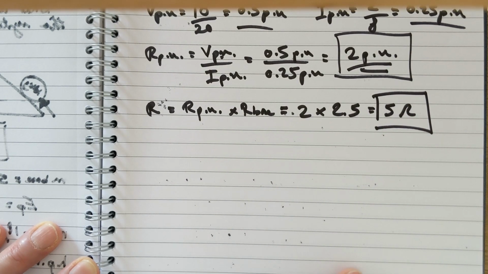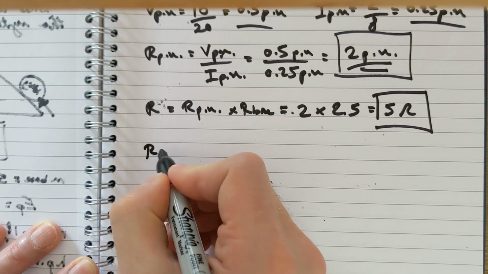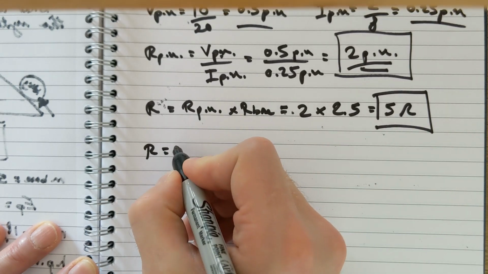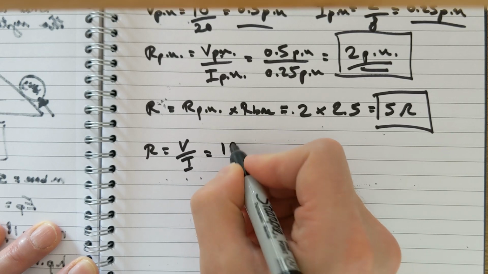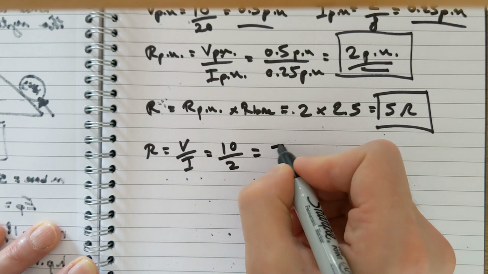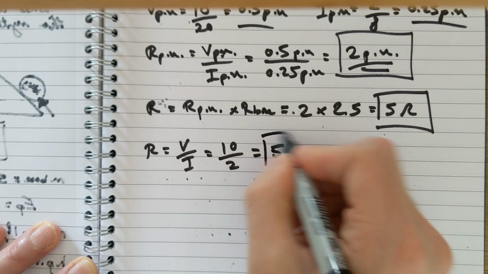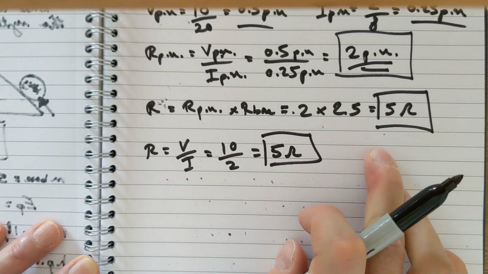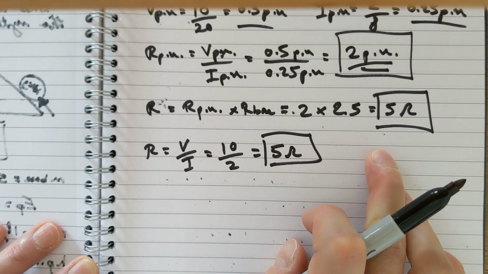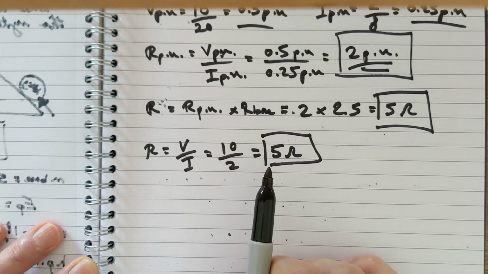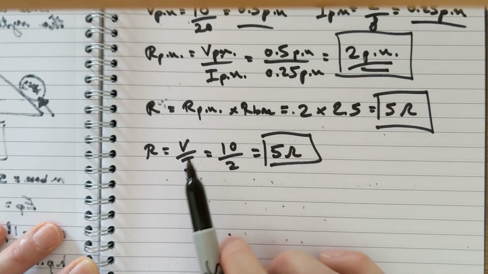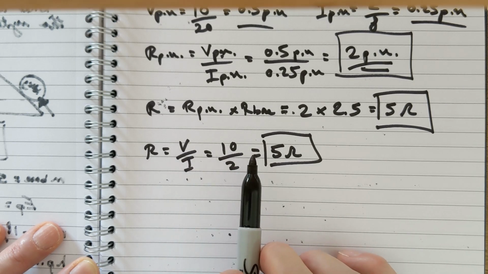And again, we can quickly check that. If we work it out with just the original values, R equals voltage divided by current, that'd be 10 divided by 2, and again we come to 5 ohms. So it shows that converting the system into per unit, then doing the calculation, and then converting it back into real values provides you with exactly the same values as if you did it with the real values.